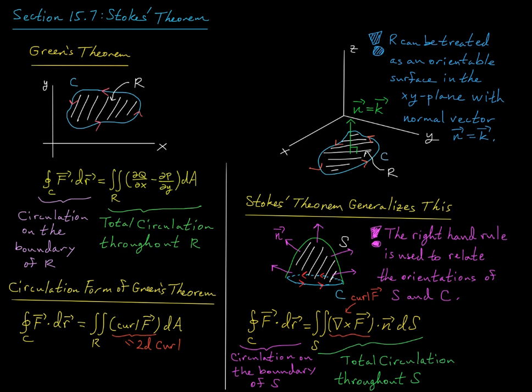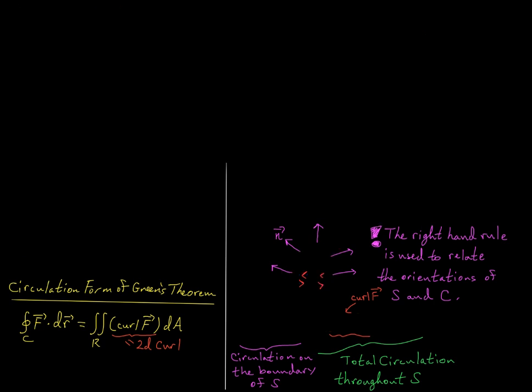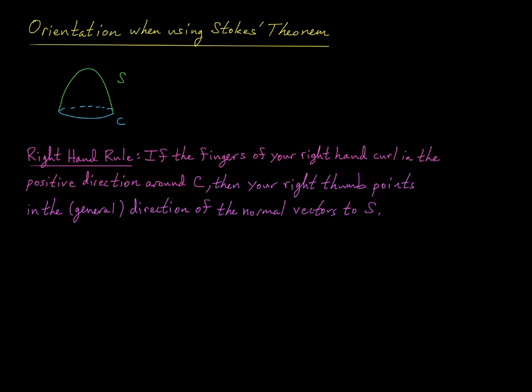And so I want to say more about that because, again, this is an important issue when applying Stokes' theorem. So what the right-hand rule says is that if the fingers of your right hand curl in the positive direction around your boundary curve C, then your right thumb will point in the general direction of the normal vectors to the surface S. So if this is the case, then we say that the orientations of the surface and the boundary curve C are compatible.